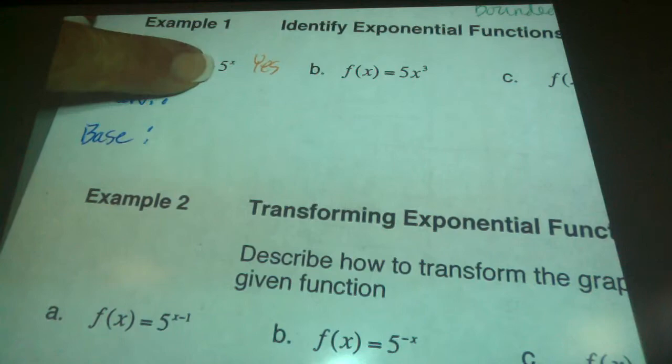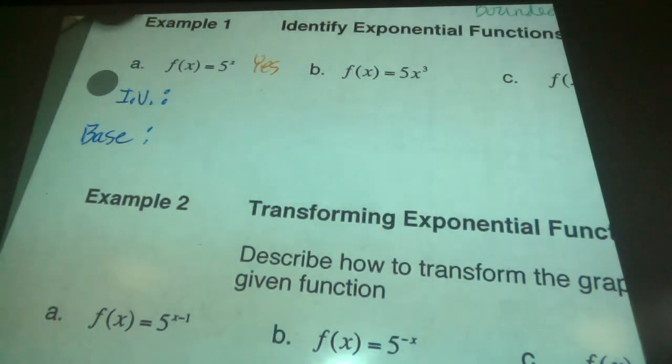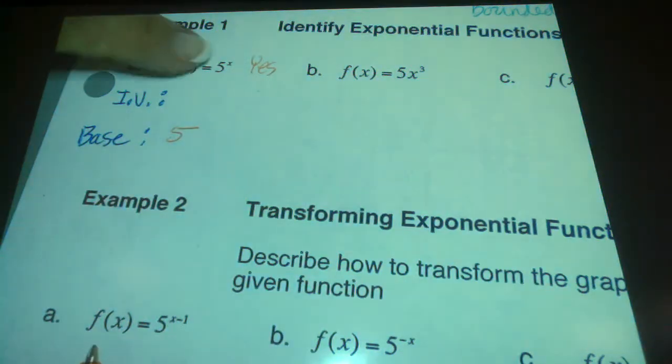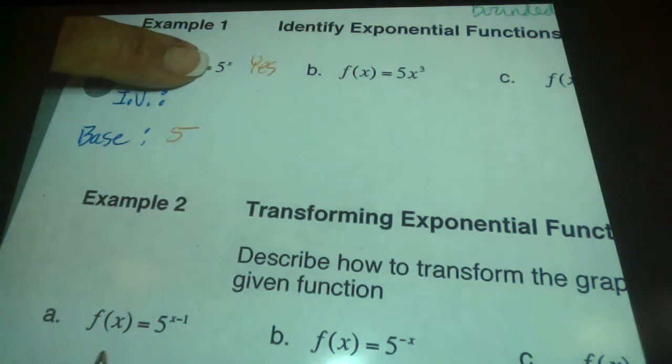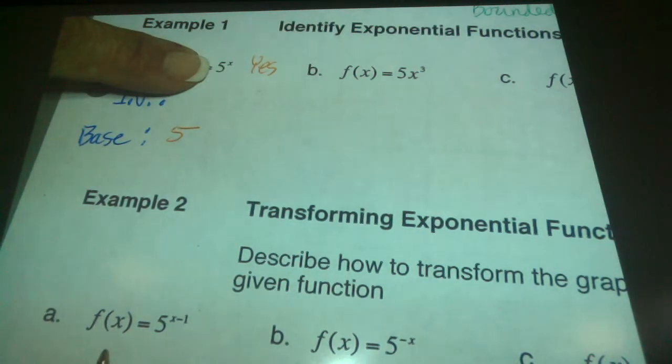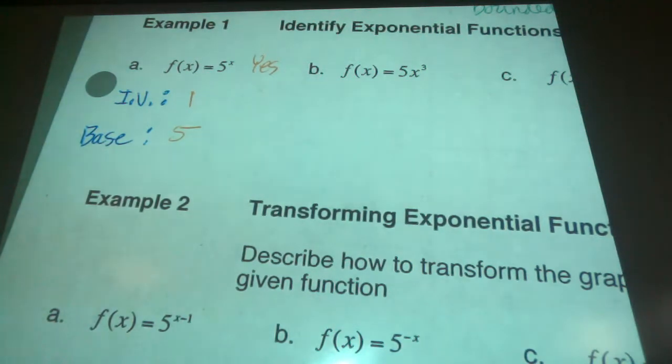So isn't the 5 being raised to the x? So that's my base. So what would my initial value be? It would be 1. If you can't see it, what's being multiplied to this power? It must be 1. So it has an initial value of positive 1.